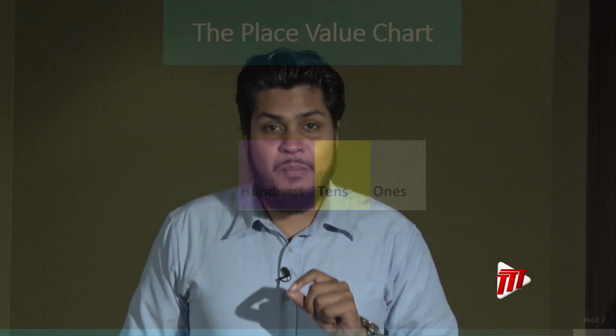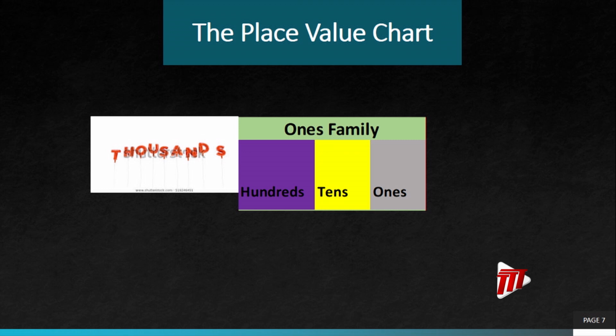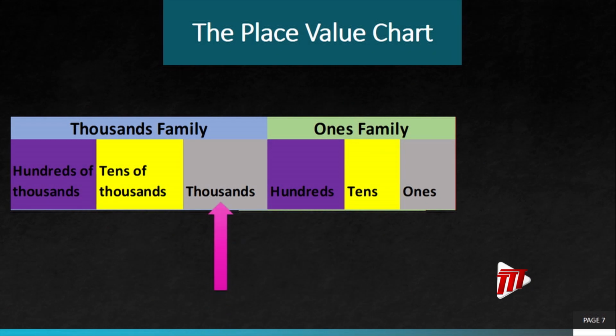Let's say that again. Every family has 3 members: a ones member, a tens member, and a hundreds member. And guess what? The name of the family always takes what the ones place is. So this family on your screen is called the ones family. So what do you think is our next family on our place value chart if we go to the left? Yes, it's the thousands family. So who is the ones member of the thousands family, if we say that the ones member always takes the name of the family? I'm giving you a second to think. So good. The ones member in this family is named thousands.